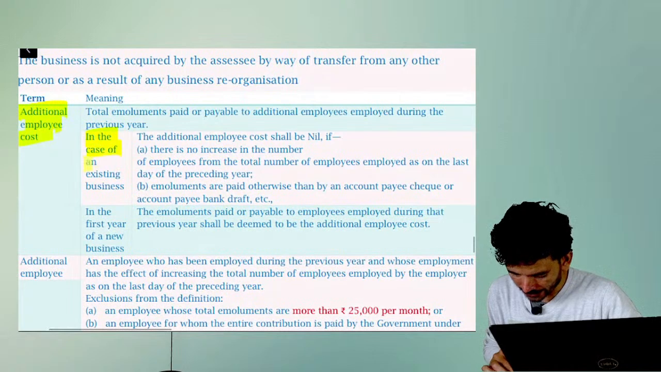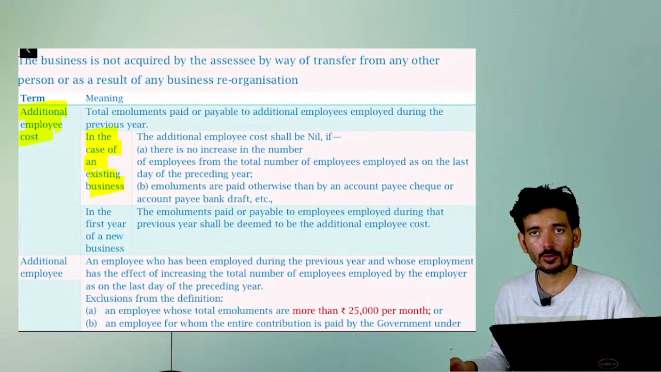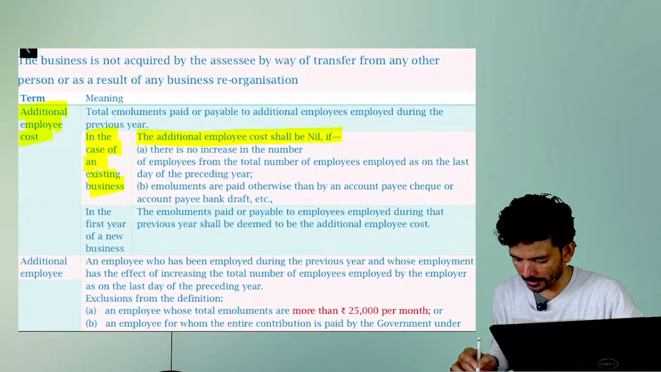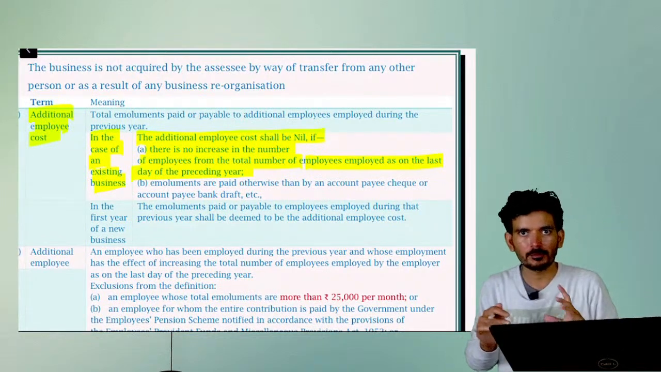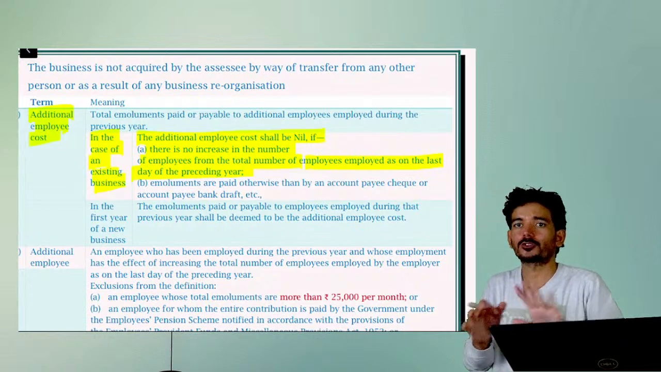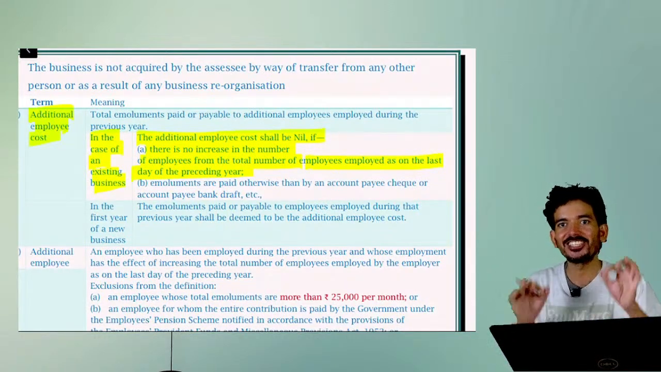In the case of an existing business, so I'm already an existing manufacturer, if I want to claim the benefit under this section, the additional employee cost shall be nil if there is no increase in the number of employees from the total number of employees employed as on the last day of the previous year. So I'm the existing manufacturing company. Last year also there was some number, now also the same number. So I cannot get it under 80JJAA. Remember the section 80JJAA, it's like a fund.